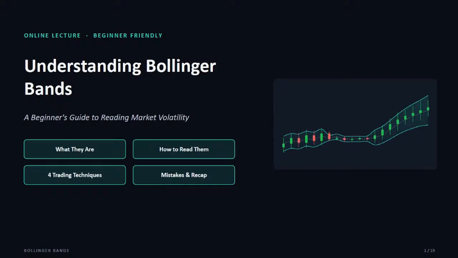Here's our path for today. We'll start with a quick look at what Bollinger Bands actually are and the simple idea behind them. Then we'll spend the bulk of our time on the real heart of this lecture, how to interpret what the bands are telling you, since that's the part most resources rush past. From there, we'll walk through 4 hands-on trading techniques you can start practicing right away, and close with the common mistakes beginners make, a word on risk management, and a quick recap.